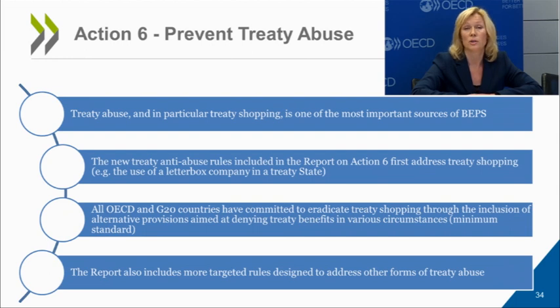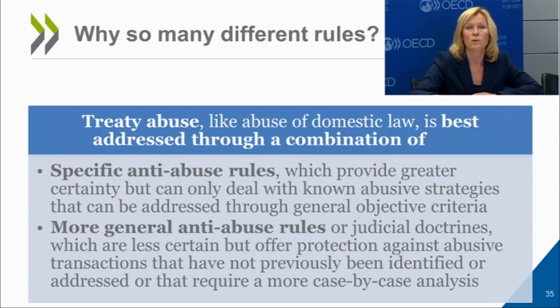However, treaty shopping is not the only form of treaty abuse. There are other forms of treaty abuse, for example, dividend transfers and the use of dual resident companies, and for those measures are being proposed in the guidance. And we are doing that in two ways, by introducing specific anti-abuse rules, but also by introducing more general anti-abuse rules. Why are they both needed?